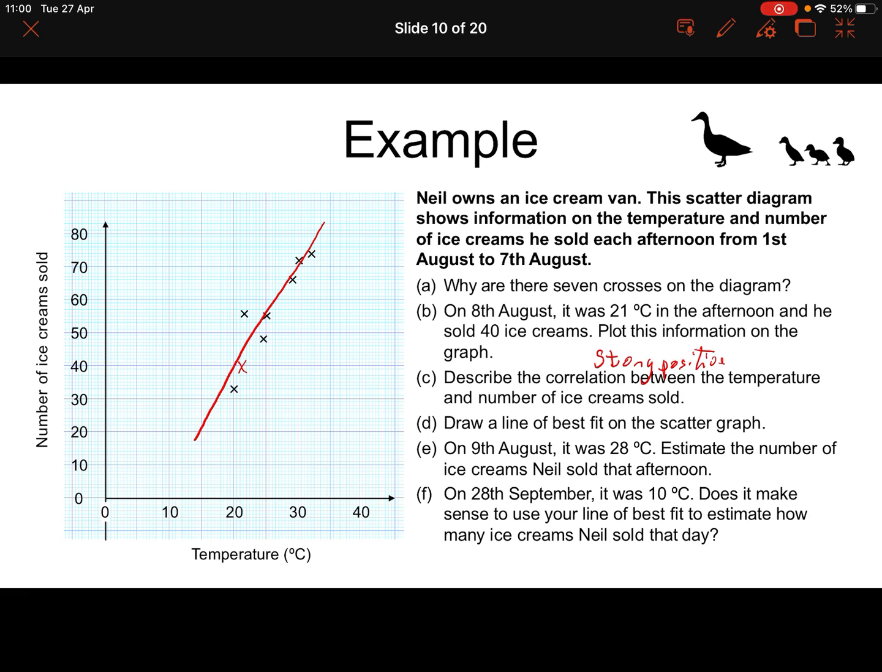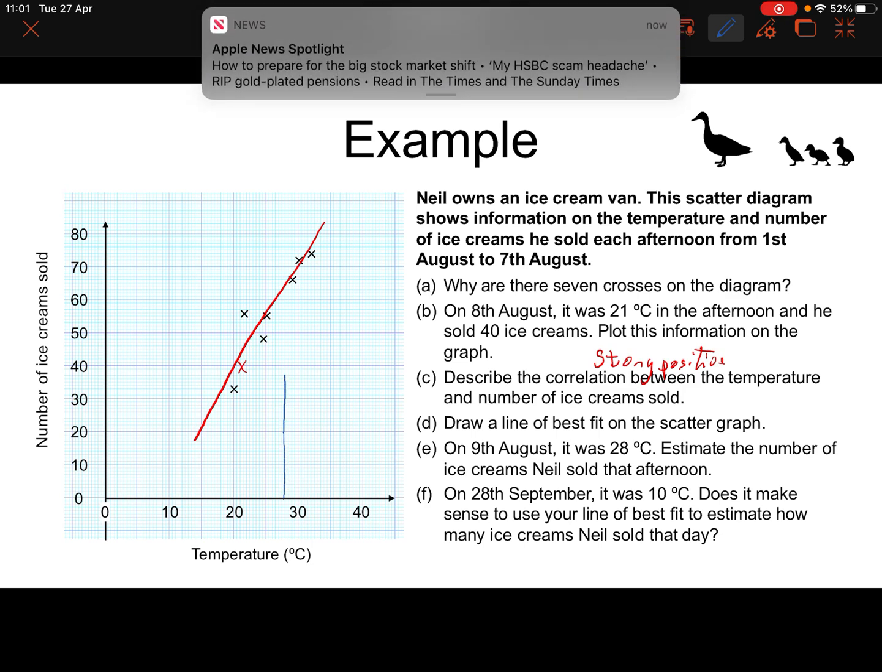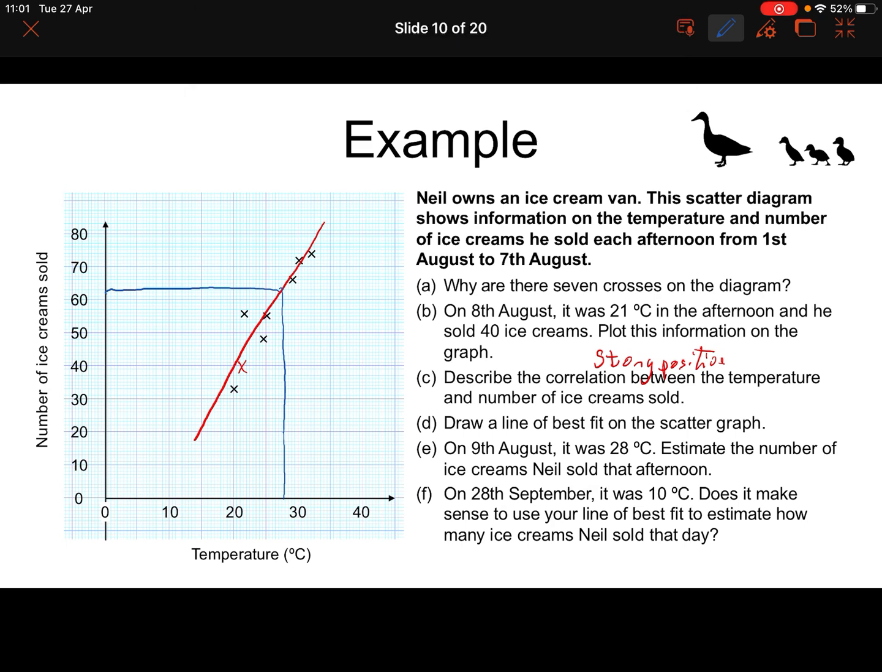Estimate the number of ice creams Neil sold that afternoon when the temperature was 28. So again, I expect to see lines drawn. So we go up to the line and across. I think that's about 63 ice creams sold.